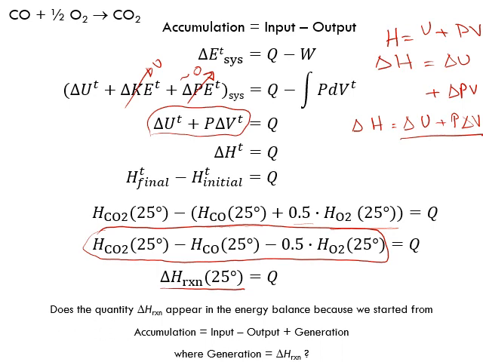So let's answer this question. Does the quantity delta H reaction appear in the energy balance because we started from accumulation equal input minus output plus generation, where generation is delta H reaction? And the answer is no. Actually, this equation is wrong for energy balance.